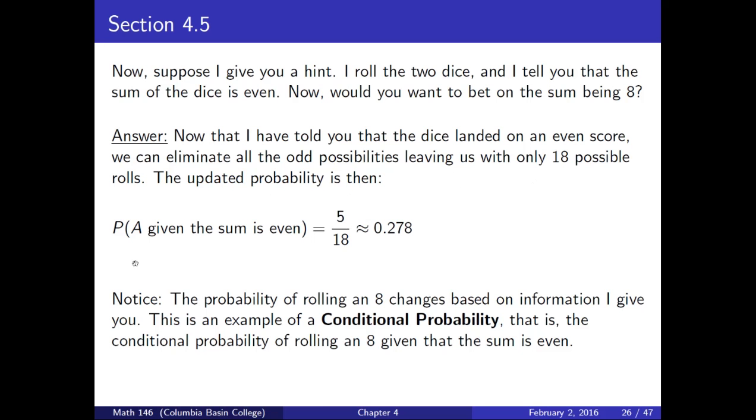And so then the updated probability is going to be the probability of A given that the sum is even. So there's still 5 ways to roll an 8. There's only 18 ways to roll an even. So now look, our chance of rolling an 8 has gone up based on the information I gave you. Because the probability of an event changed based on information I gave you, we would say that these two things, even numbers and 8s, are dependent on each other. Okay, this is an example of a conditional probability.